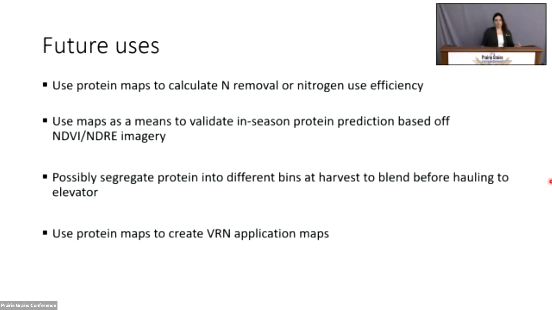Possibly integrate the idea of maybe segregating protein into different bins at harvest, or maybe possibly blending it yourself before hauling into the elevator based on protein premiums and discounts. And also look a little further into using protein maps to create VRN application maps.